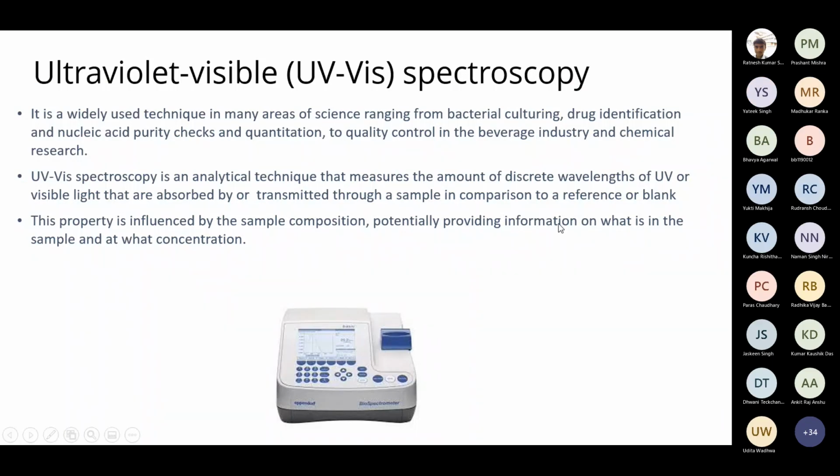In UV spectroscopy, basically we measure the absorbance of a particular analyte at its lambda max, as Sir has told. In this instrument, we use the UV wavelength as well as the visible light spectrum.